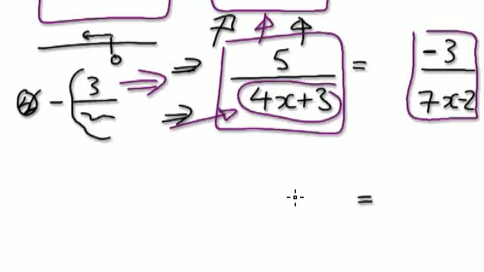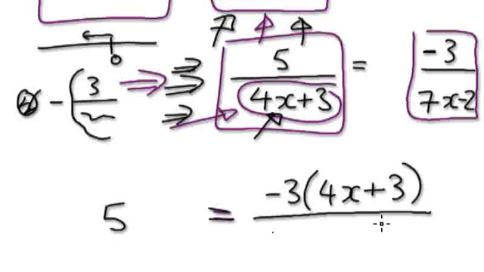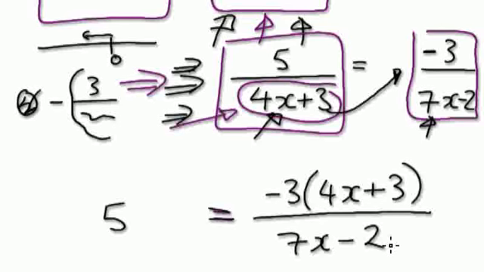So we will have. Hang on, I'm going to move the equal sign over. So we are here. We are going to multiply by the bottom bubble here. So we will have 5 on this side, and then on this side will be minus 3 bracket 4x plus 3, over this thing here. Okay, remember we are multiplying this to both sides. So it will be 7x minus 2.